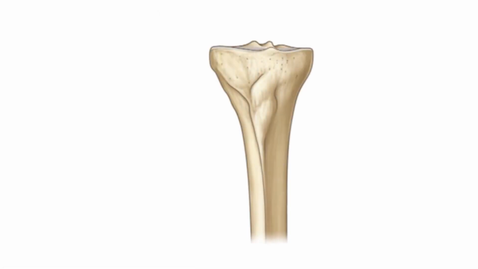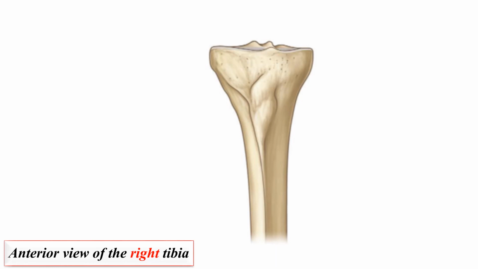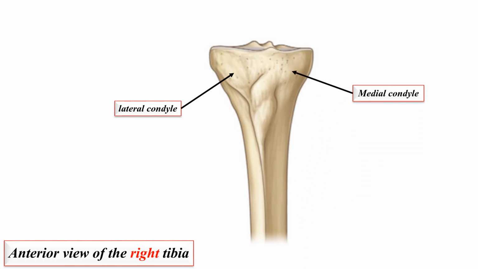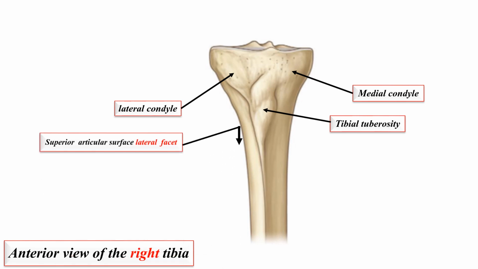This is the anterior view of the right tibia. This is the magnification of the anterior upper part of the right tibia. This is the lateral condyle and this is the medial condyle. Between the lateral and medial condyle and slightly distally in the anterior surface, this is the tibial tuberosity, as we said, into which the patellar ligament inserts.